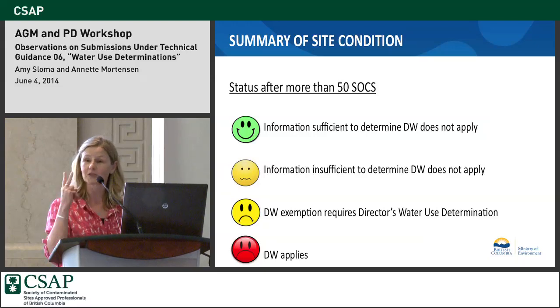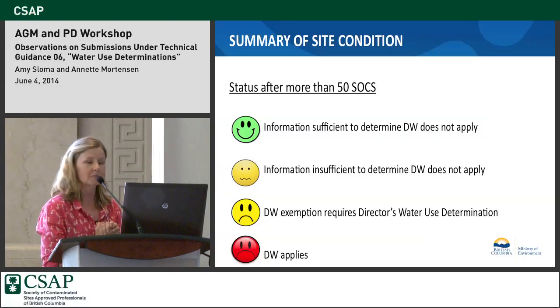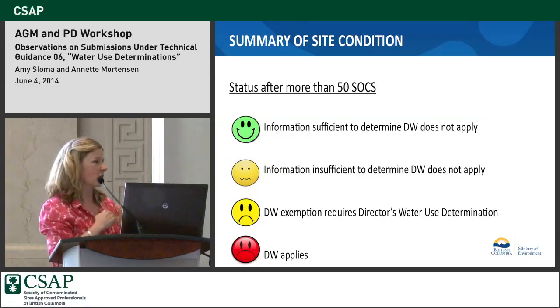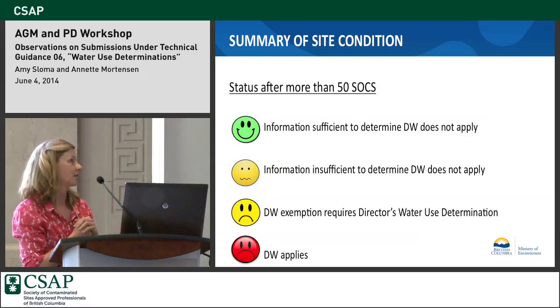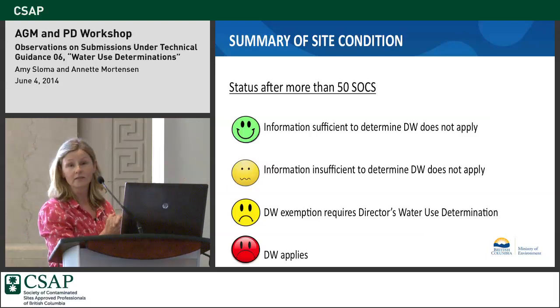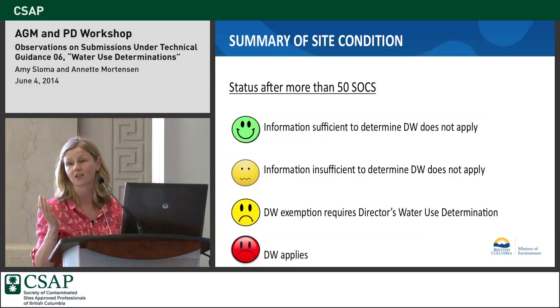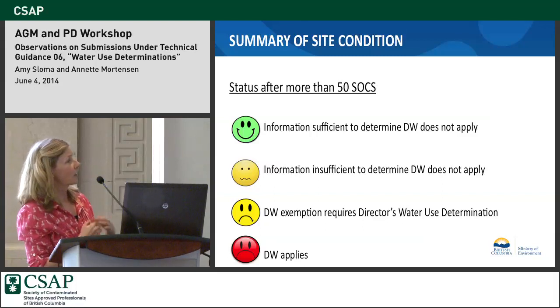We have had 2 sites now where we're up in the green one, but the majority is still lying in this not so happy yellow one. And we have had a couple where you needed a water use determination from us, and we have had a couple where drinking water would apply, and that really kind of sucks to find out this late in the process, right? So it would help everyone.